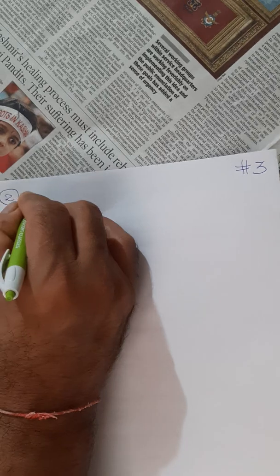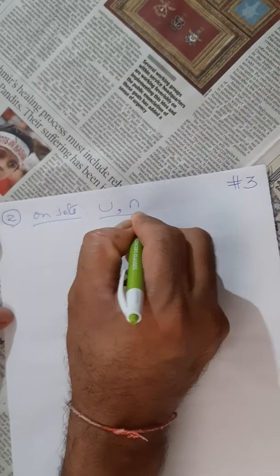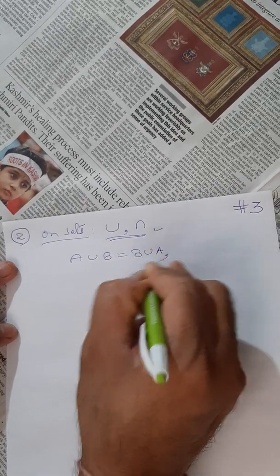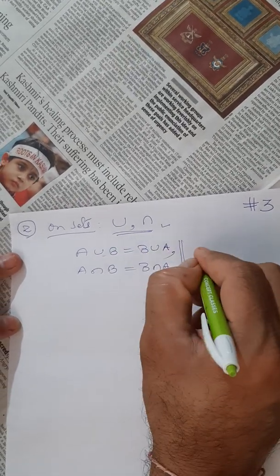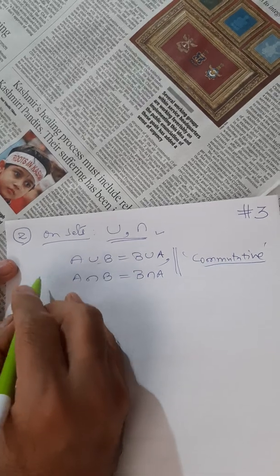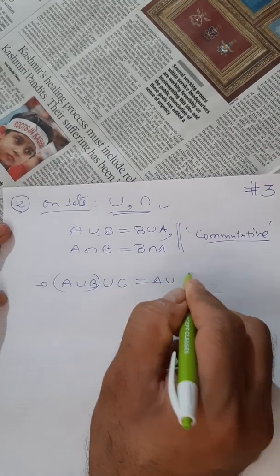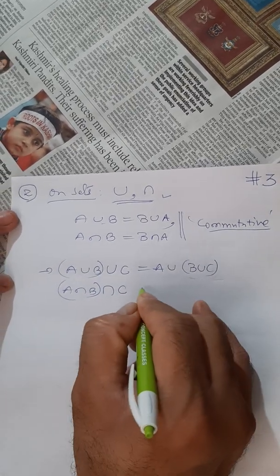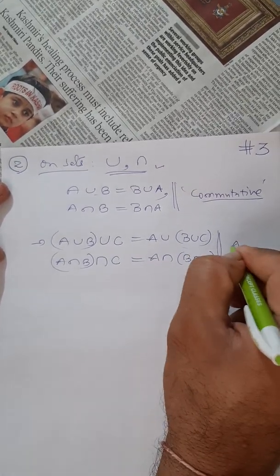Next, if you recall, on sets, if you consider union and intersection, these two operations. A union B for any two sets is always equal to B union A. A intersection B is always equal to B intersection A, if you remember. That means both these operations are commutative. Just recall from 11th standard, commutative operations. Even if you recall for three sets, A union B union C, these two are always equal. A intersection B intersection C is always equal to A intersection B intersection C. That means both these operations are associative.